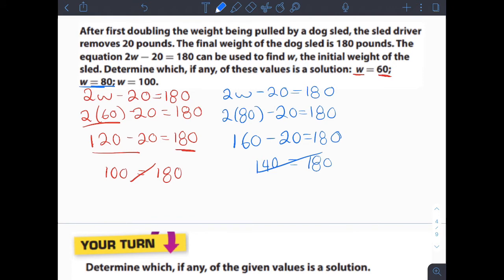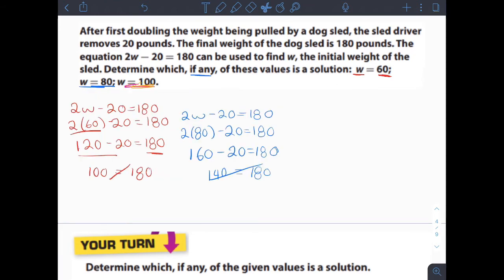So can we assume that 100 is our solution? No, because the problem says if any, so it could be that none of these are our solutions. So we have to try 100 as well. Again, you follow the same steps. This is very, very simple. It's just plugging in, solving, and checking.